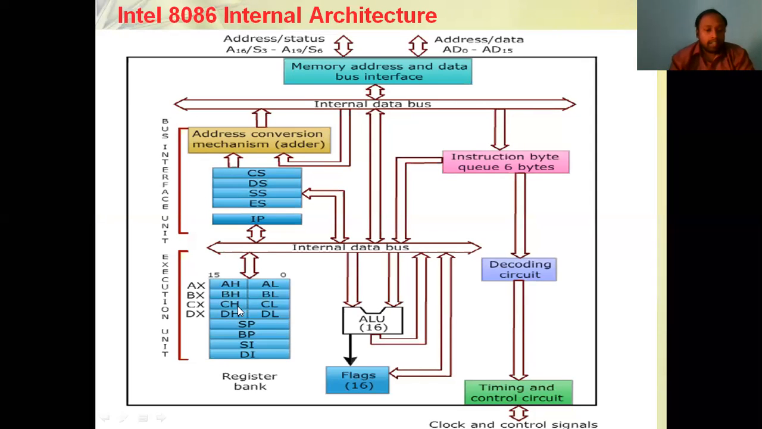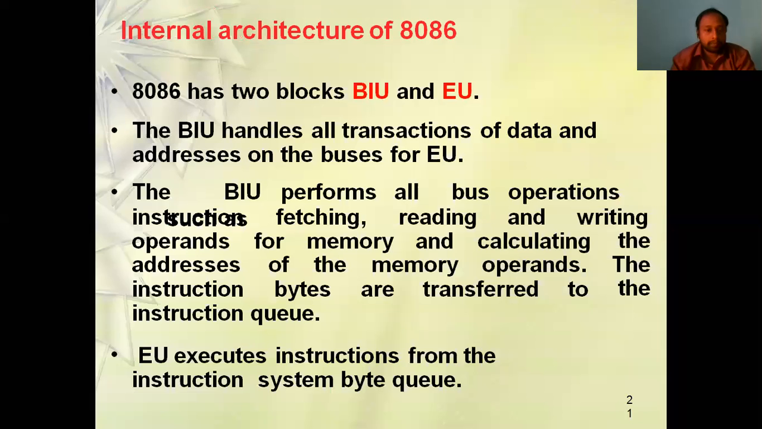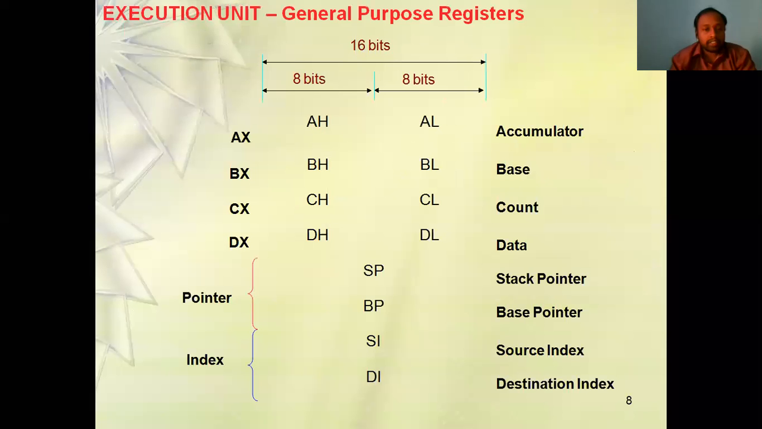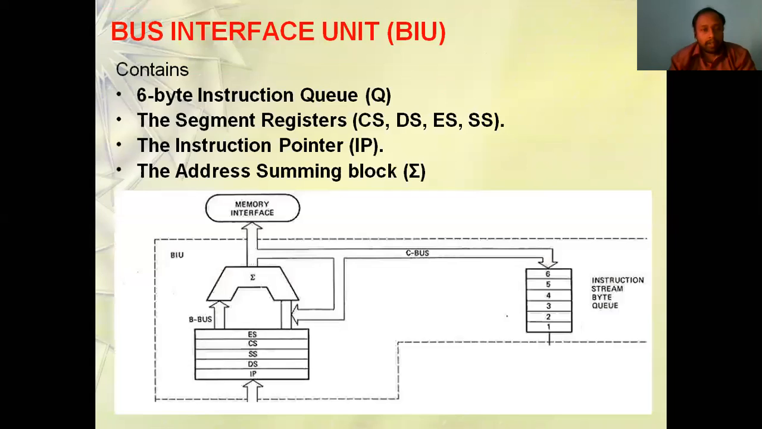And the data registers ABCD and the pointer and index registers will be here, and the status register, which can be called the flag register, is down to the ALU, which is 16-bit. Internally it has some data bus, and externally we can see the memory address and data bus combination. Right, so this is the explanation regarding the architecture, and this is the execution unit consisting of registers.